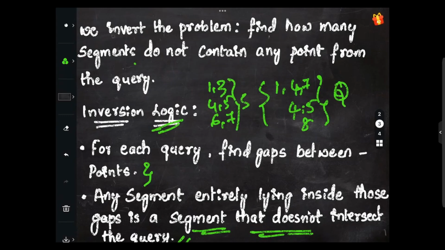So we have three segments here, right? Any segment entirely lying inside those gaps is a segment that does not intersect the query. So this one does not intersect the query. Just keep this in mind. These words are important, right? So again, this part is very important. Any segment entirely lying inside those gaps is a segment that does not intersect the query.